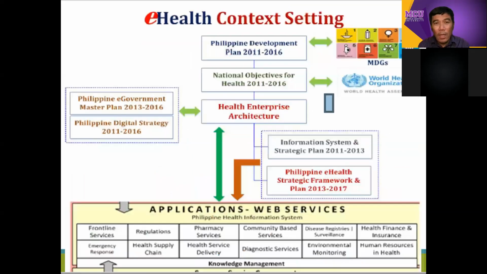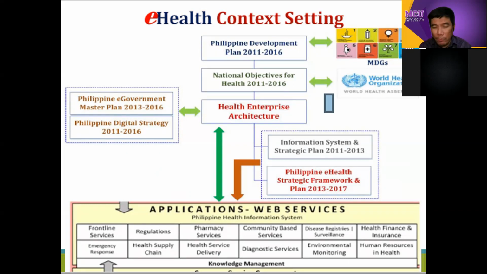If we go back to the historical perspective of the e-health context setting, actually, it established the framework way back in 2011. Can you imagine that? If we are now in 2022, it's almost 10 years in the process, but we have not yet met the vision. But on the context, it actually started from the MDG, which is now the SDG. The SDG is the Sustainable Development Goals.